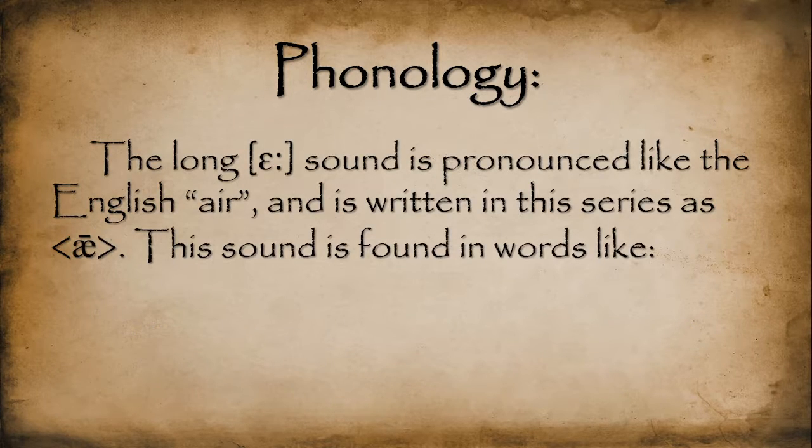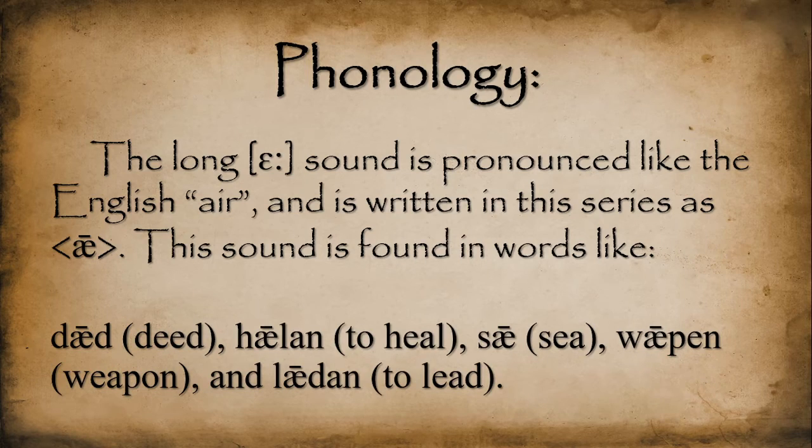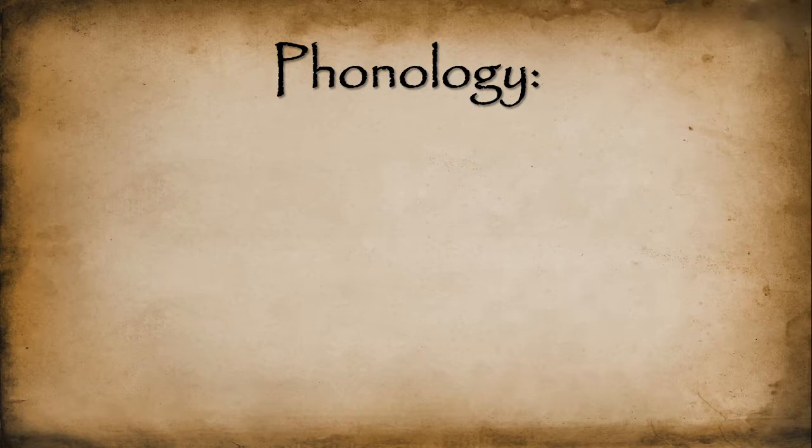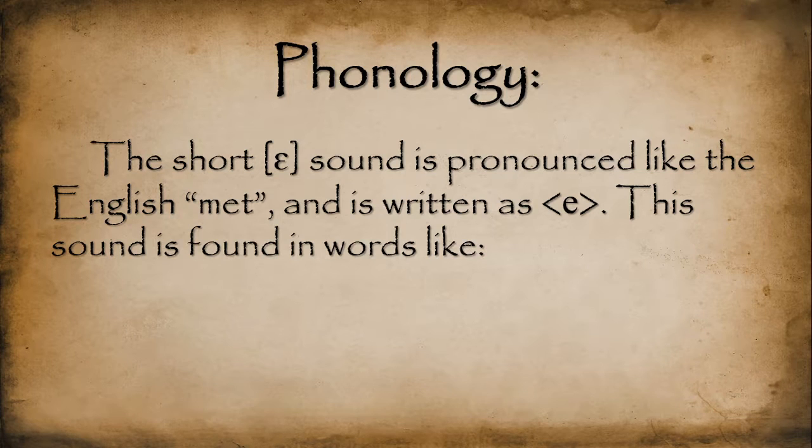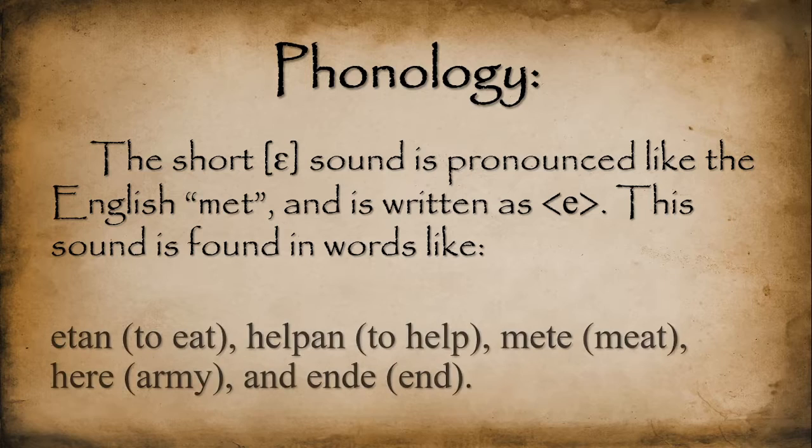The long ash sound is pronounced like the English air and is written in this series as ash with a macron. This sound is found in words like dæd for deed, hælan to heal, sæ for sea, wæpen, weapon, and lædan to lead. The short E sound is pronounced like the English met and is written as E. This sound is found in words like etan to eat, helpan to help, mete, meat, here, army, and ende, end.